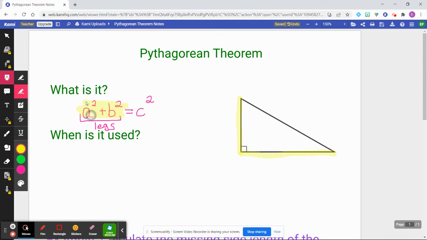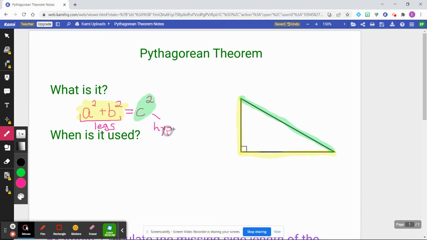And then that leaves the longest side of our triangle, the side directly across from the right angle, as our hypotenuse. And now that one has to be our c. And just so that we have the vocabulary, that is also called the hypotenuse.